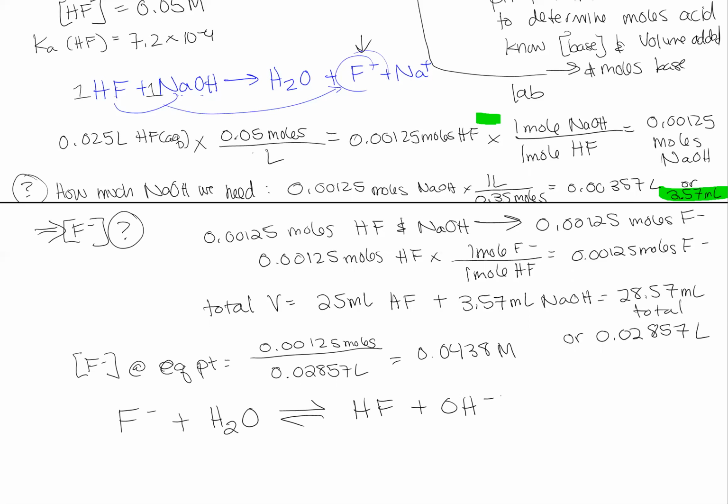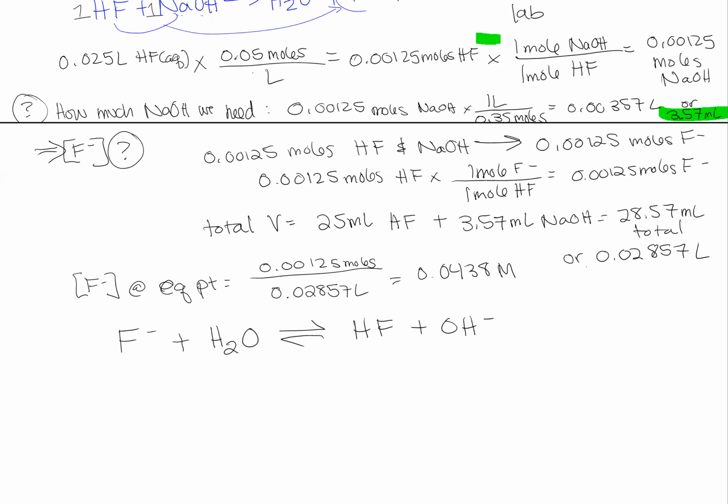So we are going to determine how much of this hydroxide ion we have around in solution, and we'll use that to determine the concentration of our H3O+, which we'll use then to calculate our pH.